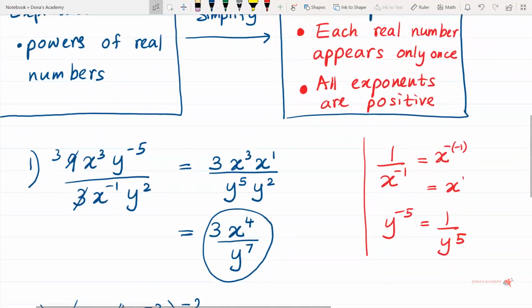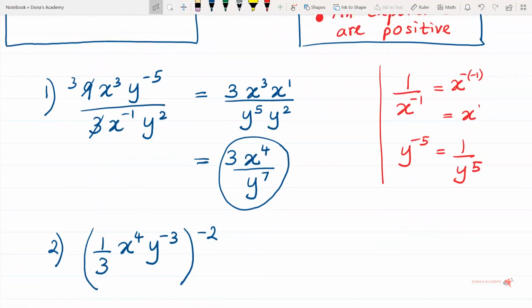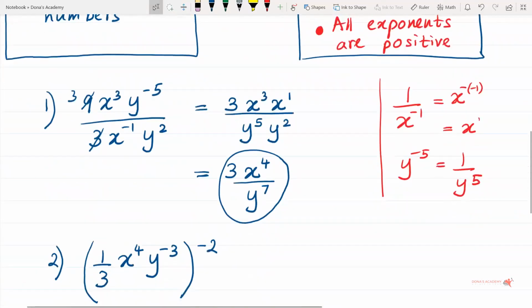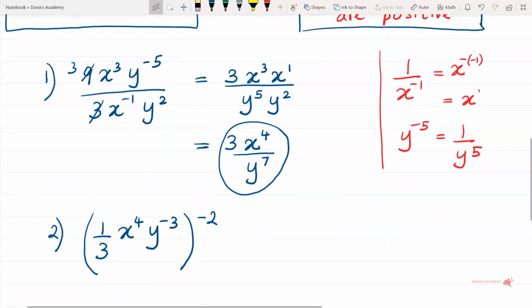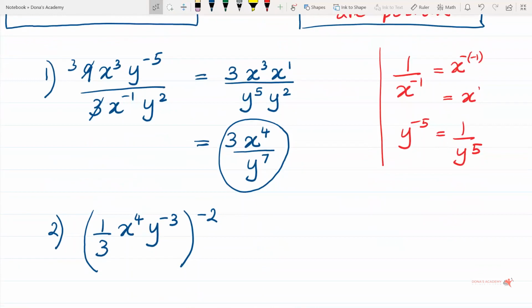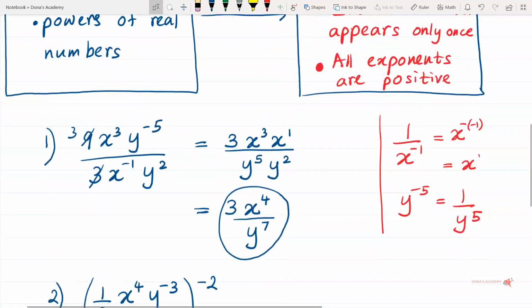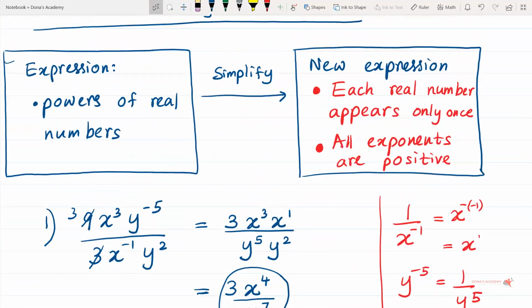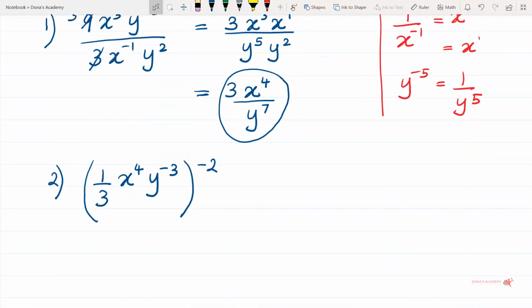Each real number appears only once. That is okay, but not all exponents are positive here. So we have to do something to come to this step, right? Okay, so now what can we do? We can apply the power of power rule. However, we see negative powers here.